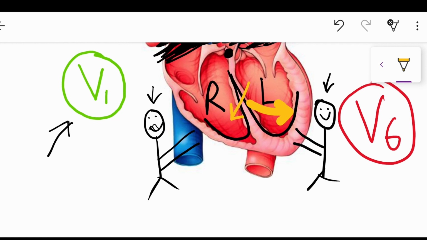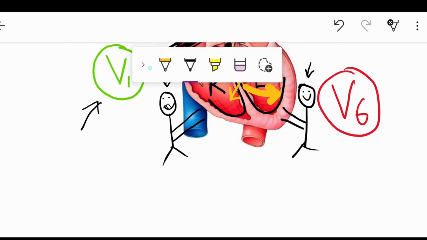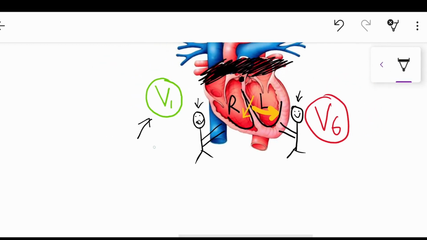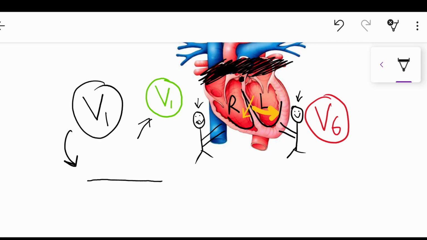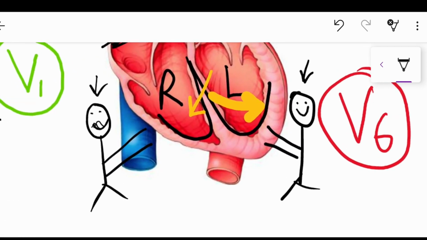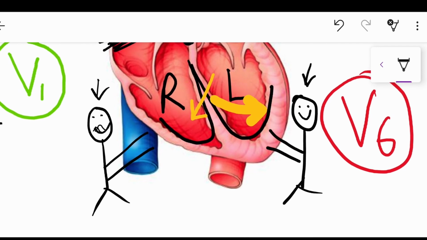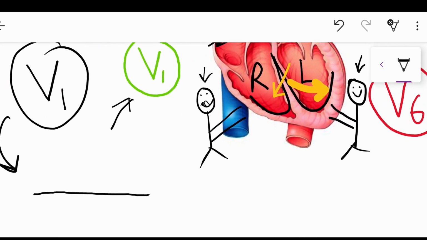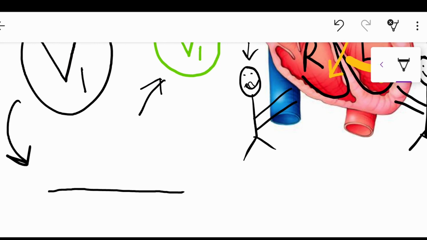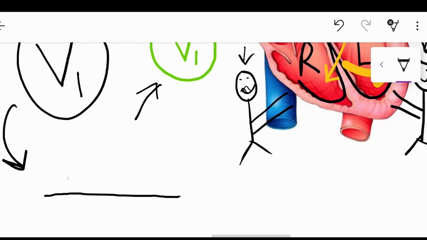So how will this look? I'm going to give a little draft. I'm going to just draw an isoelectric line. So this is the perspective of V1 over here. This is a V1 perspective. So what did I say? The septal depolarization is normal. So if it moves from left to right, what does that mean? It means a positive deflection, as you'll see here. Positive deflection.